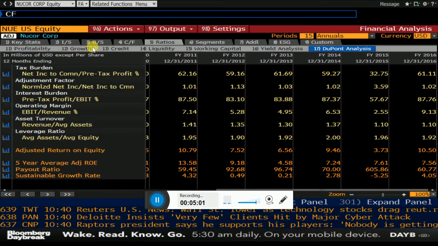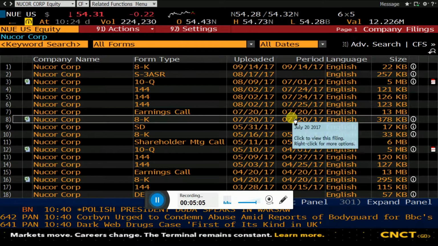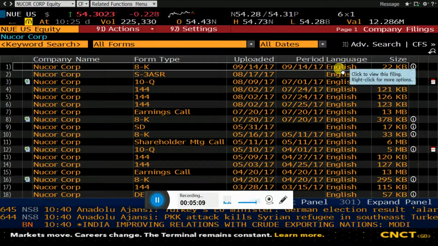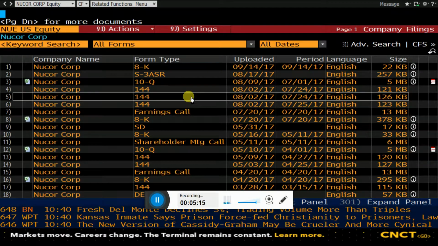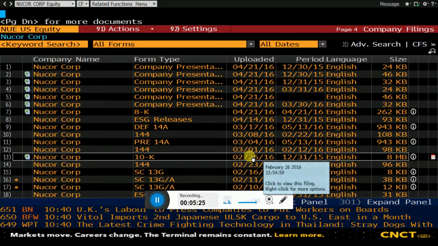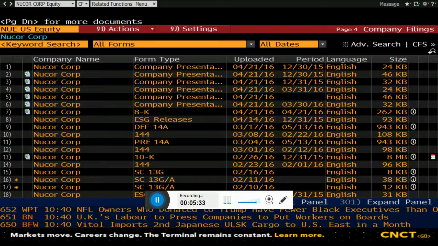CF gives you their company filings. So you can look up their 10K forms, which gives you a more detailed idea of how their investments are being used. They can be working on different projects. Let's take a look at one of them. The 10K of Nucor, and it was published on February 26th of 2016. So we're going to take a look at that.